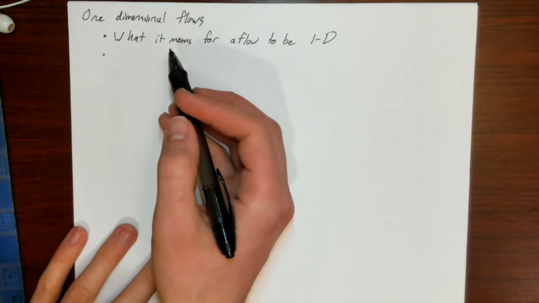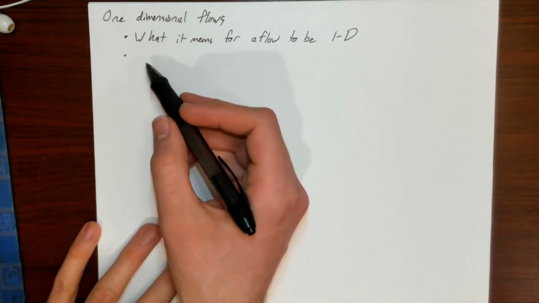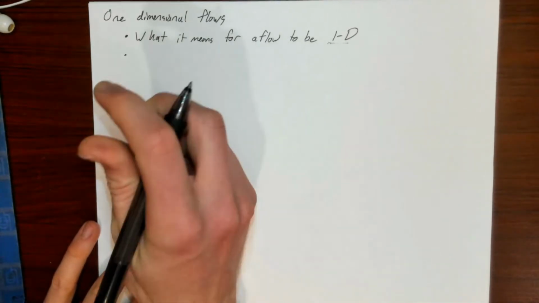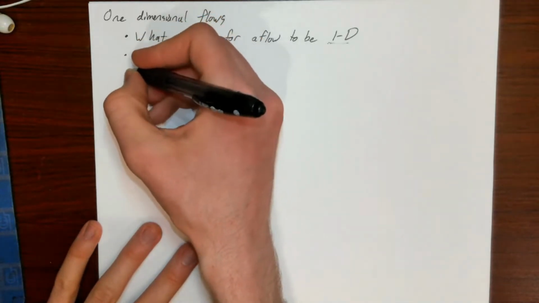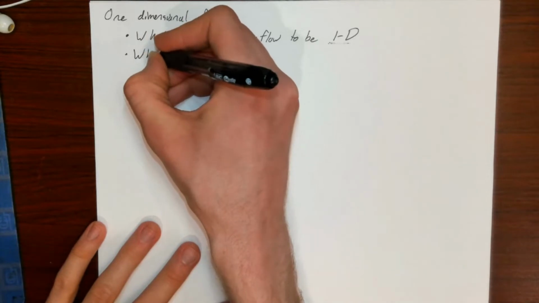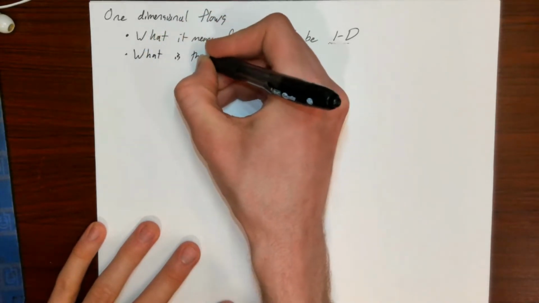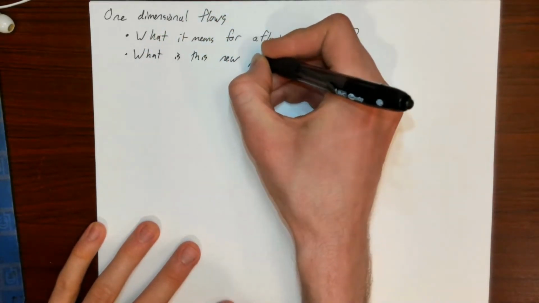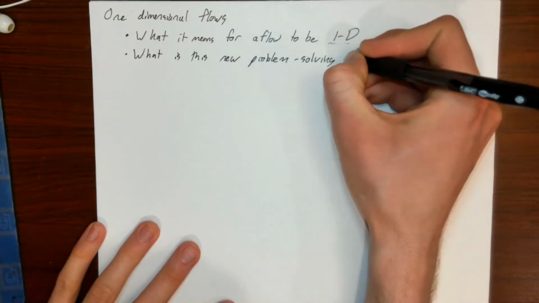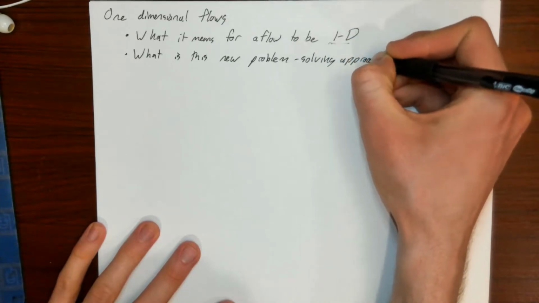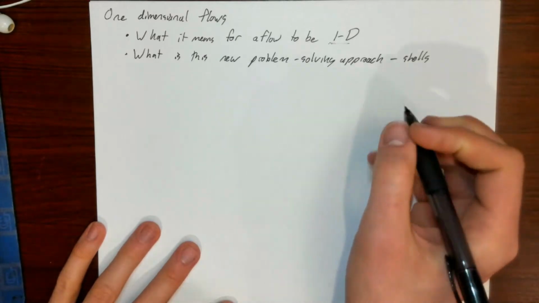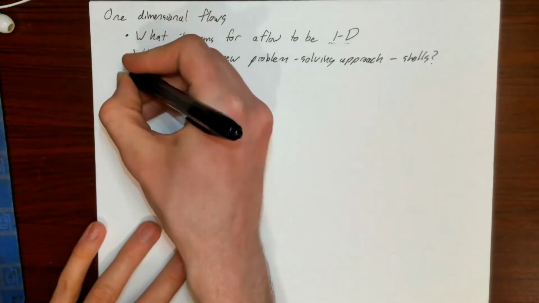Then we're going to talk about this new problem-solving approach that can be used to derive velocity profiles and other interesting things for one-dimensional flows, and that is shells. So we'll basically say, hey, what is this new problem-solving approach for shells?